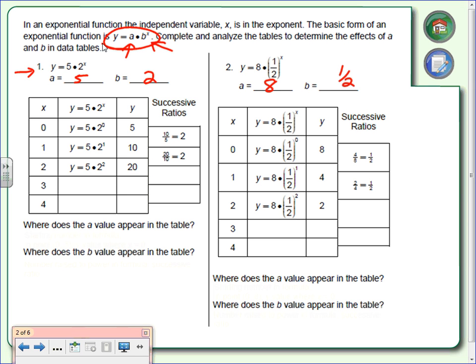Over here on number 1, they've given me a table. In this table, they've given me some x values: 0, 1, 2, 3, 4. What we're going to be doing is plugging those in for the x, or the exponent, and we're going to see what we get for the y values. Now, they've already done a couple of them for us. You'll notice here, if we replace the exponent with a 0, 5 times 2 to the 0 power, we get a 5. Now, I'm going to show you how to do that on your calculator.